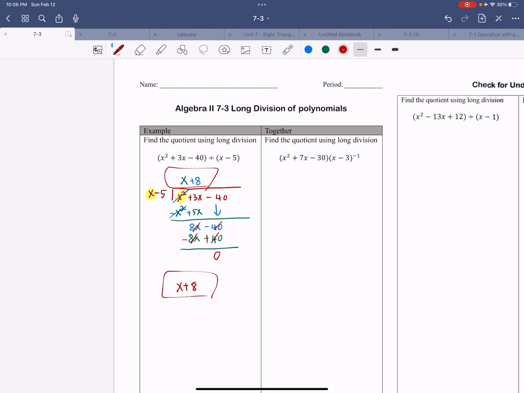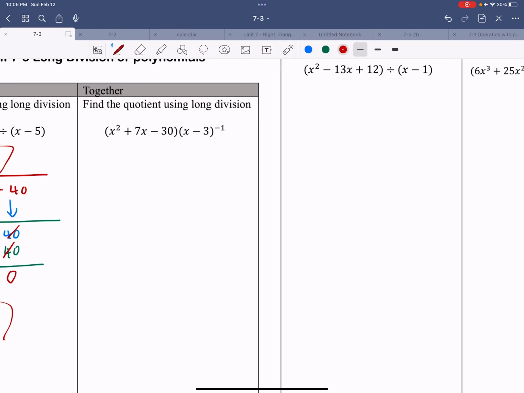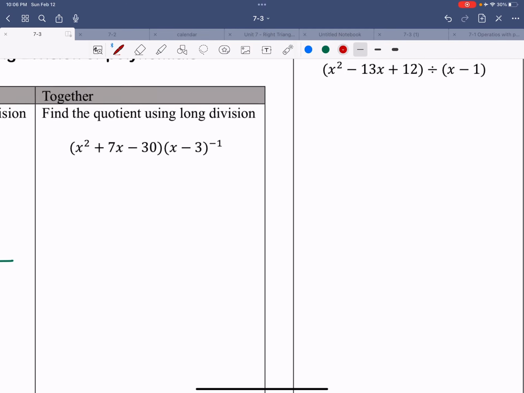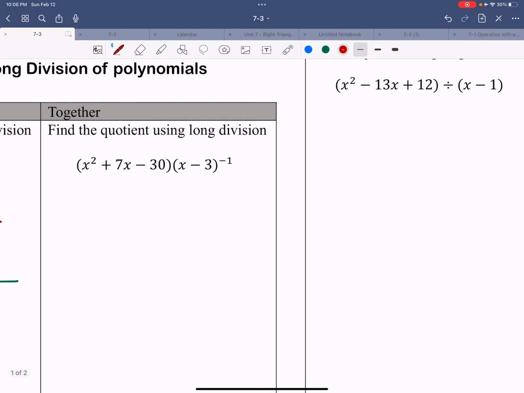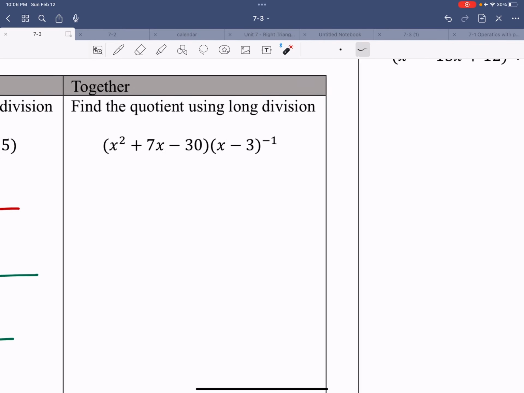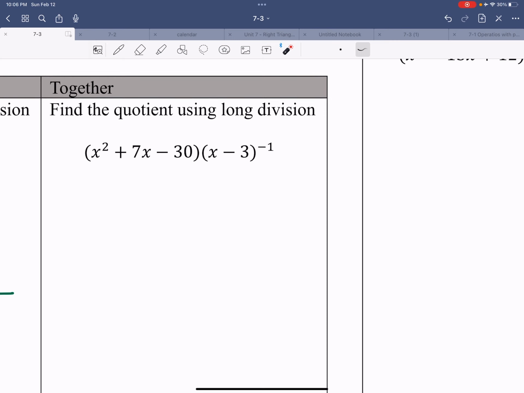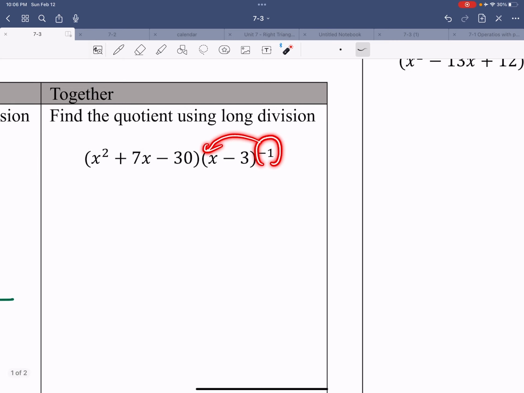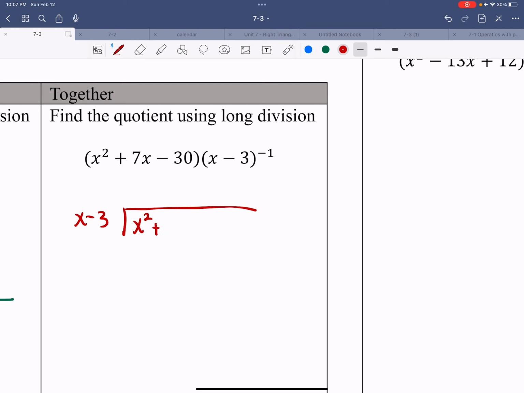That's it. So try the question on the right. Let's do this one together. Unlike this one, you have a negative 1 here, right? And this one means the very same thing. This is another way of writing division, because if you have a negative 1 as an exponent, this will go to the bottom as a denominator. So you just set up the same thing: x minus 3 divide x squared plus 7x minus 30.